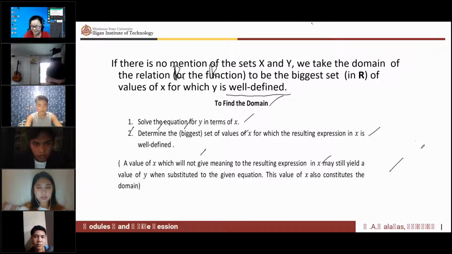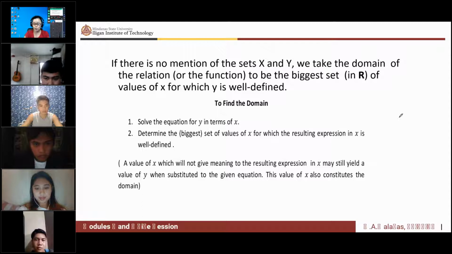I will try to erase my writings because I think it's giving you a headache, sorry. So a value of x, even if after solving it yields no meaning to the expression, when it is substituted into the original equation, it can still give a value of y. So that x can still be in the domain. We will have an example of that later.